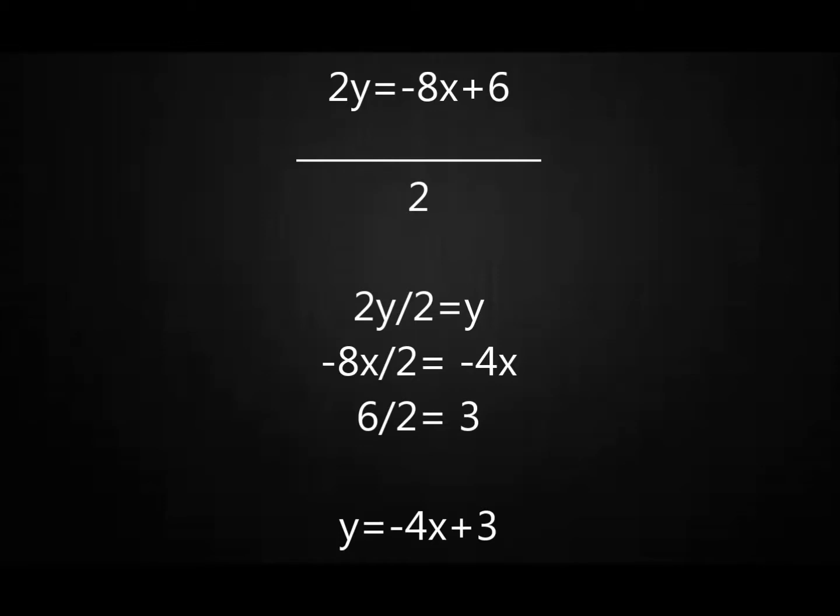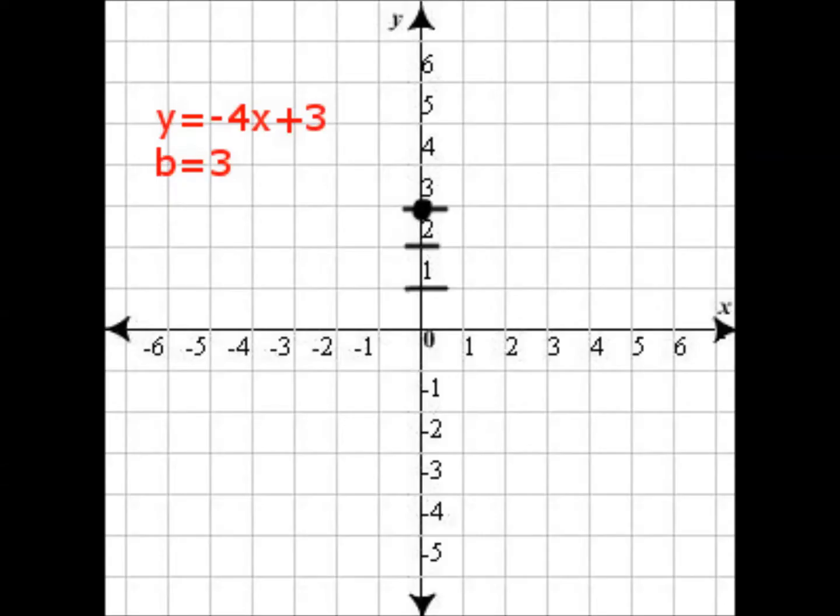So 2y divided by 2 equals y. Negative 8x divided by 2 equals negative 4x. And 6 divided by 2 is 3, giving us our new equation, y equals negative 4x plus 3, which is simplified. The next step is to graph the y-intercept. The y-intercept in our equation is a positive 3. So from the origin, we want to go up 3 spaces so we finish at the point 0, 3.